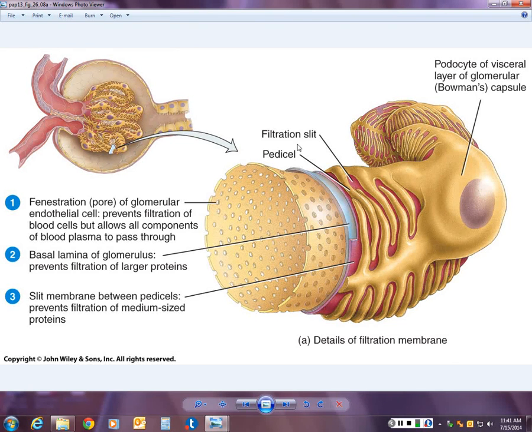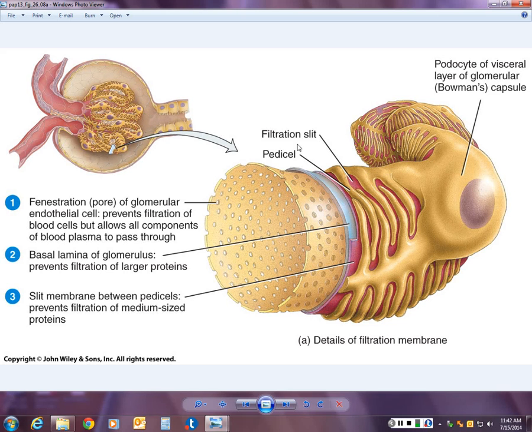Now, based upon this, you're going to be able to see certain items be filtered, and certain items should be inhibited from being filtered at this filtration membrane. It's easiest to try and keep a list of what cannot be filtered, because the list of what can be filtered is fairly extensive. So what cannot be filtered at this filtration membrane will include basically your formed elements, the red blood cells, white blood cells, and platelets. Those will not be capable of being filtered.